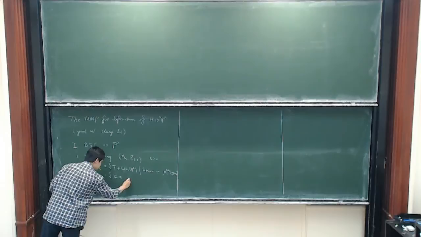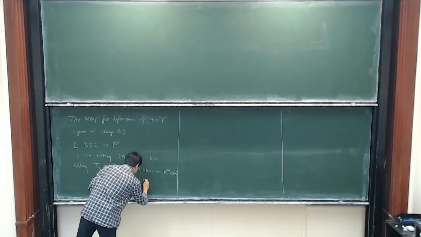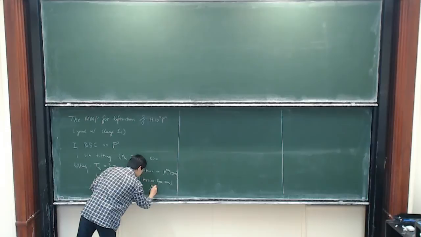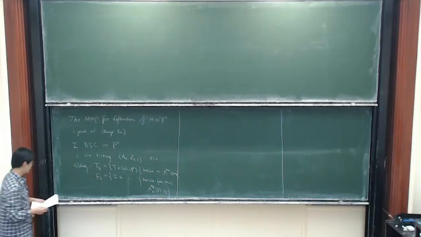And also you can take F_s to be all the coherent sheaves on P2 for which I really need it to be torsion free, and the mu plus of this F is less than or equal to s. So this is called a torsion pair of this category of coherent sheaves on P2.